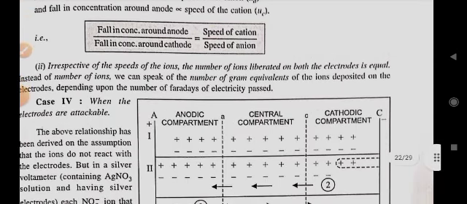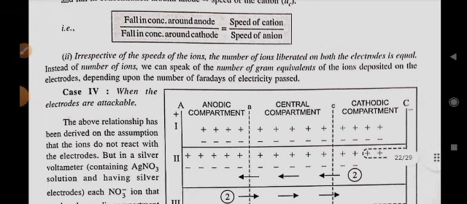Second, irrespective of the speeds of the ions, the number of ions liberated on both the electrodes is equal. Instead of the number of ions, we can speak of the number of gram equivalents of the ion deposited on the electrodes, depending upon the number of Faradays of electricity passed.